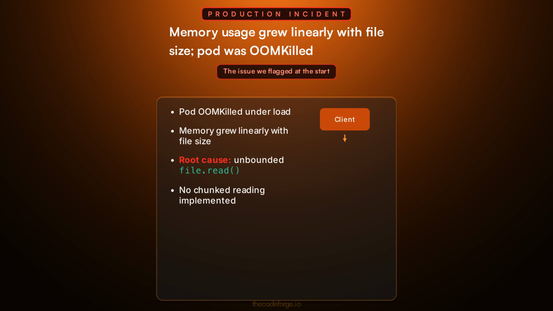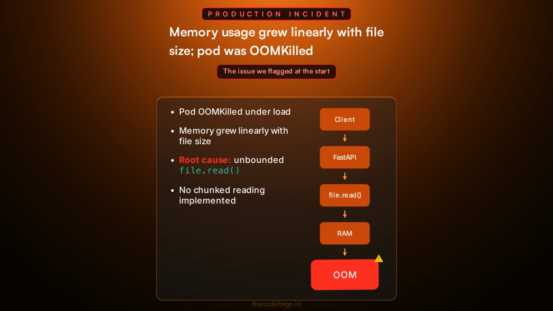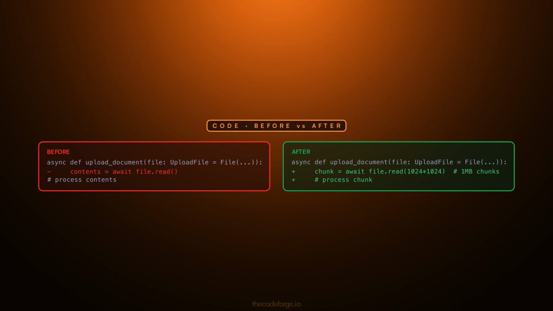This is the same issue we highlighted at the start. Here's exactly why that happened. The API became unresponsive under 10 concurrent 50 MB uploads. The team assumed FastAPI's UploadFile would handle large files by streaming to disk automatically, but the endpoint used await file.read() without a size limit, reading the entire file into memory. UploadFile spooling only kicks in if you write to disk via file. read() returns all bytes at once.